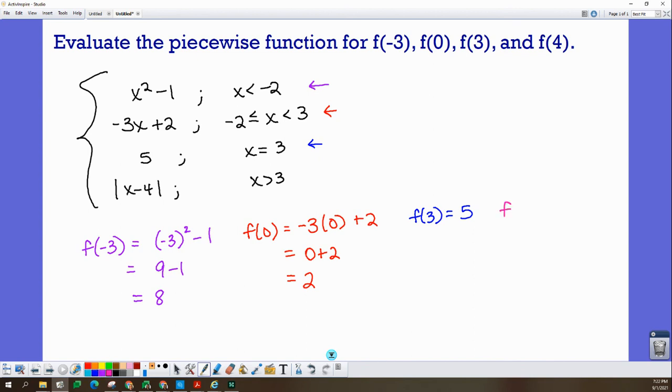Lastly, f of 4. Our input is 4. We want to consider where our input 4, or our x value of 4, lies in the pieces of the domain. Well, 4 is greater than 3. So we're looking at this fourth part of our piecewise function. And we're going to plug it in to the absolute value of x minus 4. So I'm plugging in 4, absolute value of 4 minus 4. Well, 4 minus 4 is 0. And the absolute value of 0 is 0. So f of 4 equals 0.